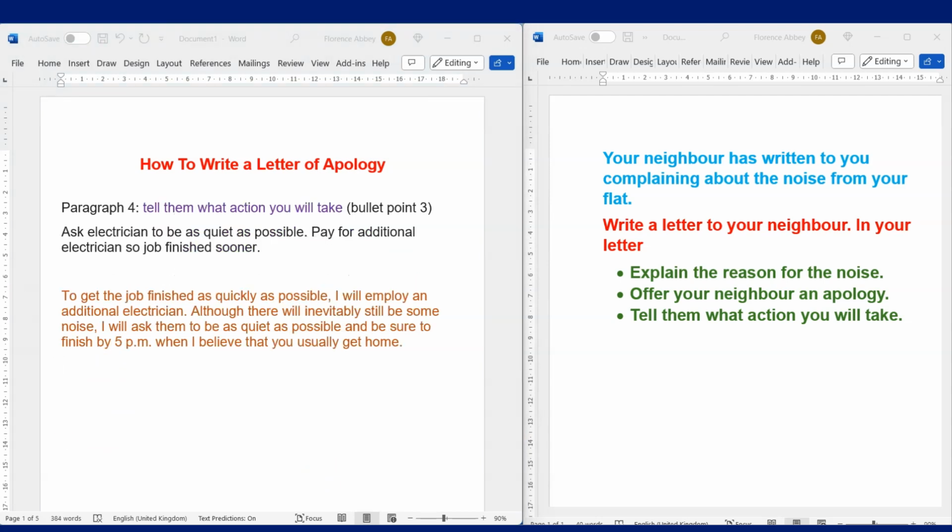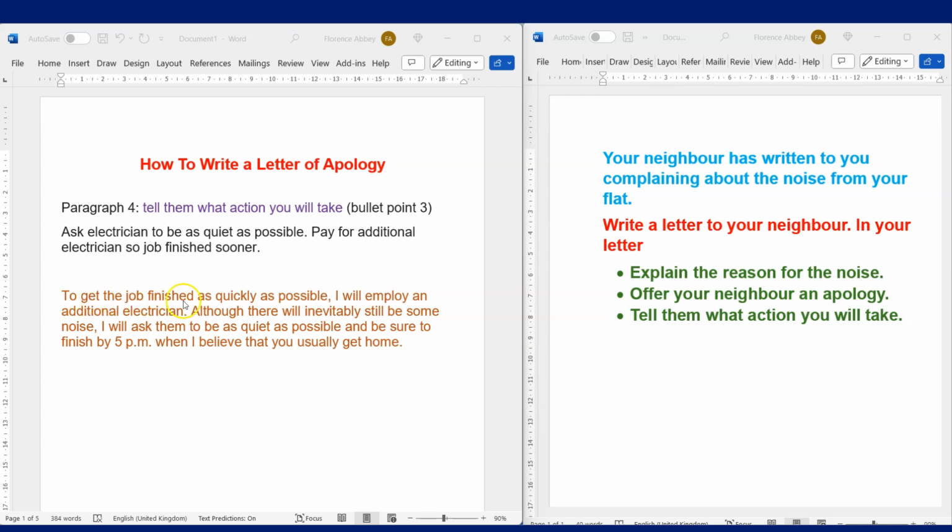Paragraph 4. Our paragraph 4 will address the third bullet point. That is, we are going to tell our neighbor the actions that we will take. And in our planning session, we stated that we are going to ask the electrician to be as quiet as possible and pay for an additional electrician if possible, so that the job could finish sooner. So let's look at a sample answer.